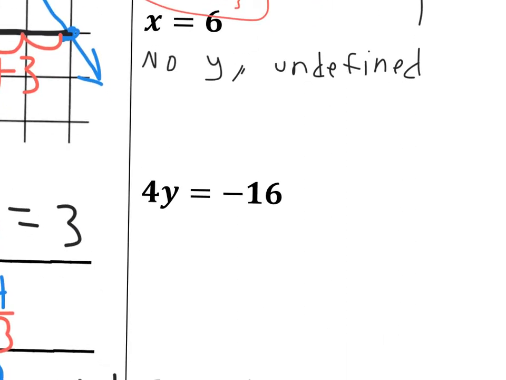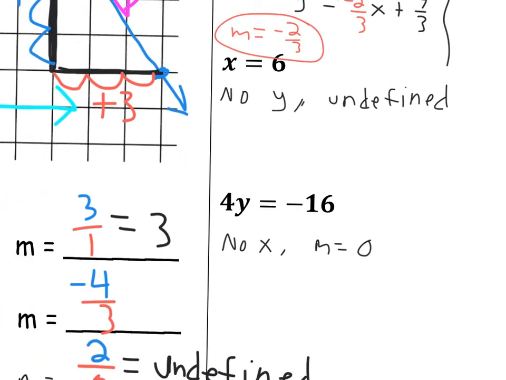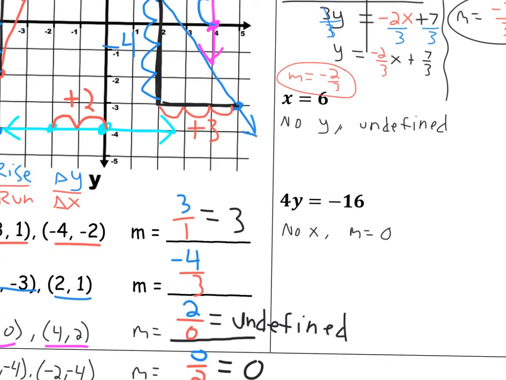And then the next one, you notice how there's no x. That means this line will never cross the x-axis. So it needs to be parallel to the x-axis, or in other words, a horizontal line. So your slope, your m, is equal to 0. Remember, a horizontal line has slope 0. Like I said, either remember that or just think about it graphically.